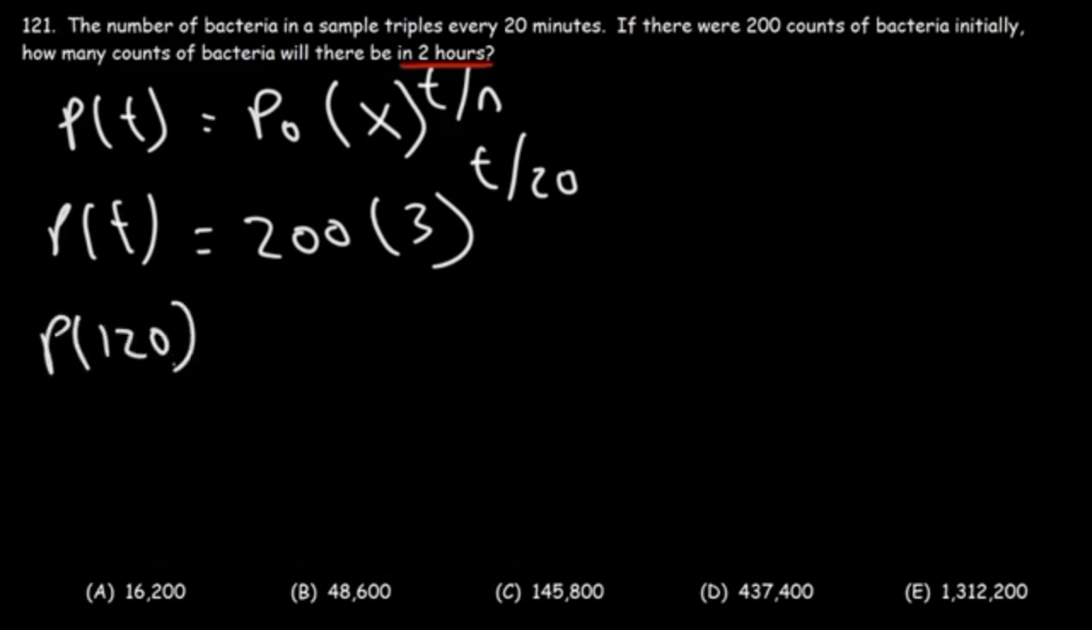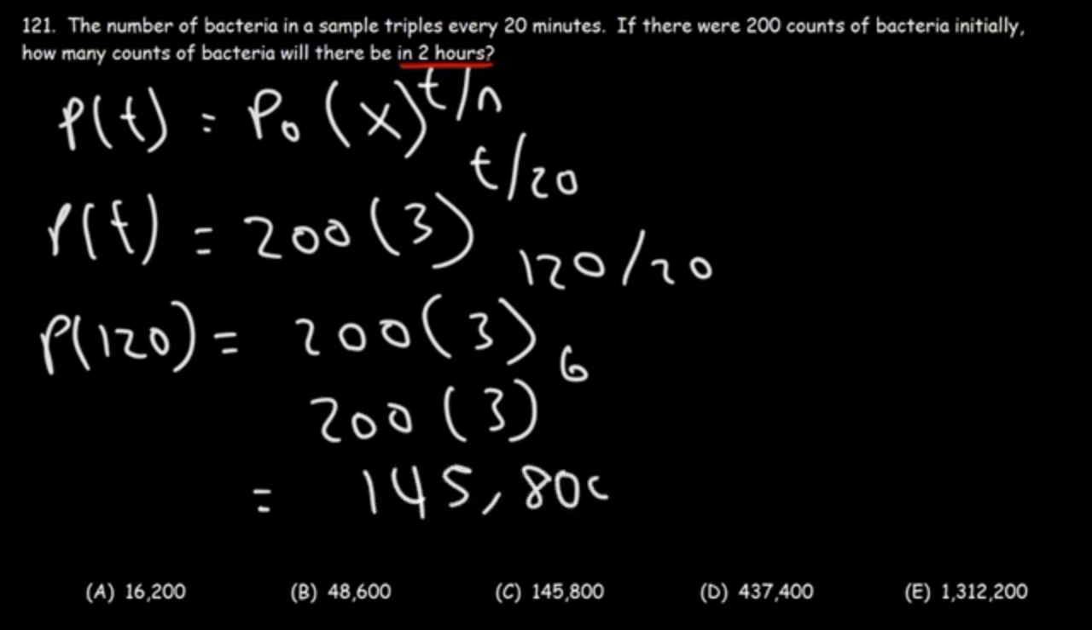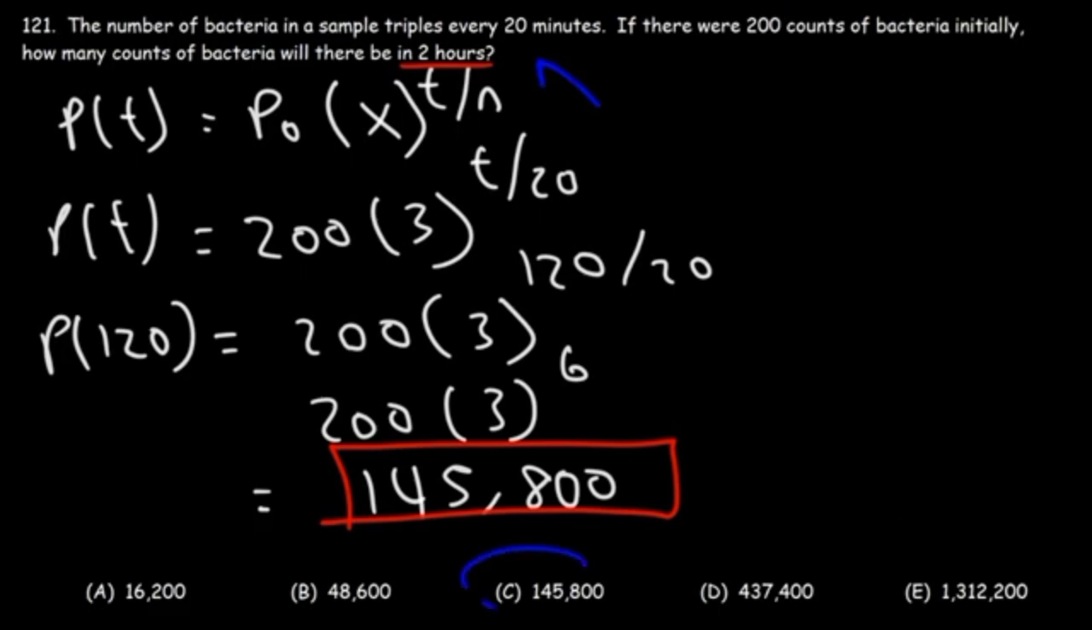So let's calculate the population of bacteria 120 minutes later. So it's going to be 200 times 3 raised to the 120 divided by 20. 120 divided by 20 is 6. So in a 2-hour period, the number of bacteria is going to triple 6 times because it triples every 20 minutes. So 200 times 3 raised to the 6th power. This is going to be 145,800. So that is the population of the bacteria that's going to be present 2 hours later. So answer choice C is the right answer.